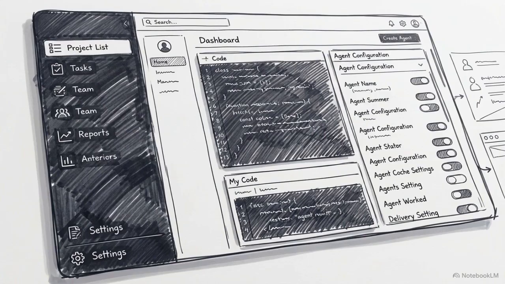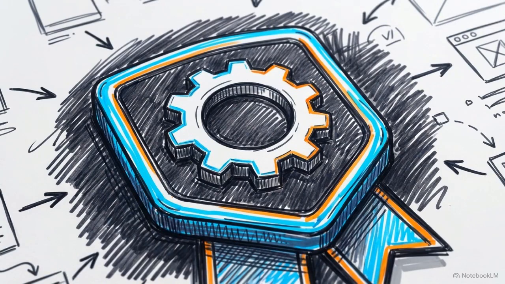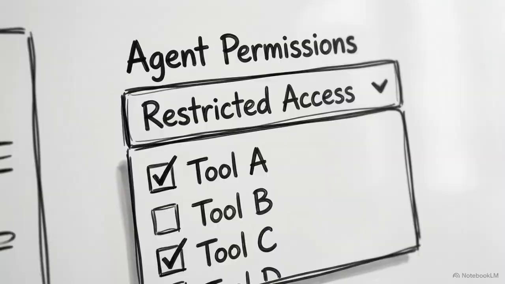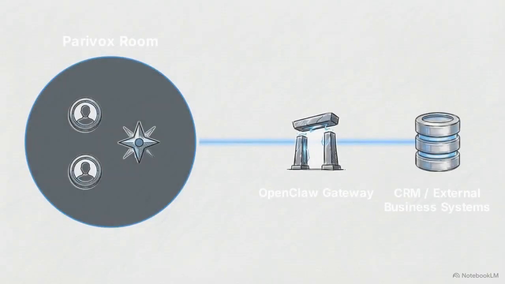Engineers configure these mixed environments using the Parivox Studio environment. They use room and agent templates to define operational roles, set behavioral policies, and grant specific access rights. To connect these rooms to external software, Parivox uses the OpenClaw gateway. This node map illustrates the architecture.